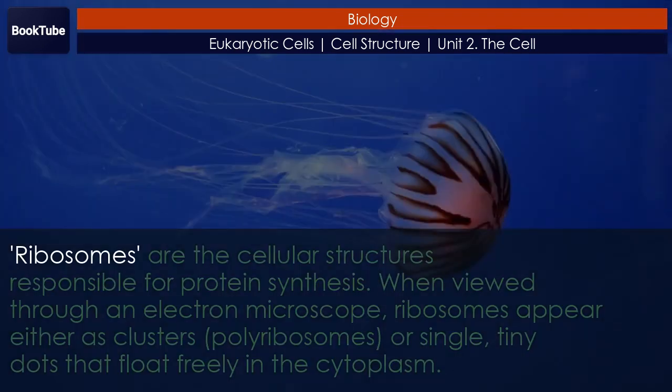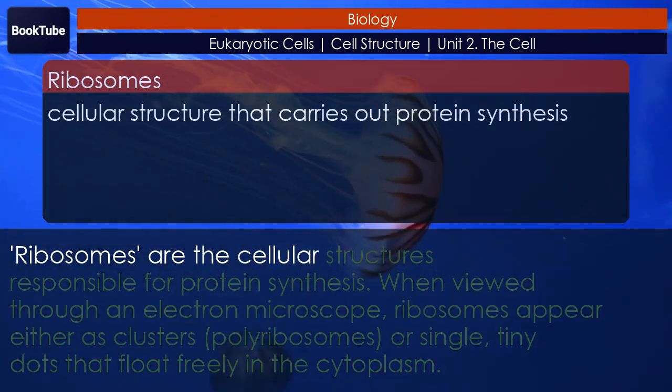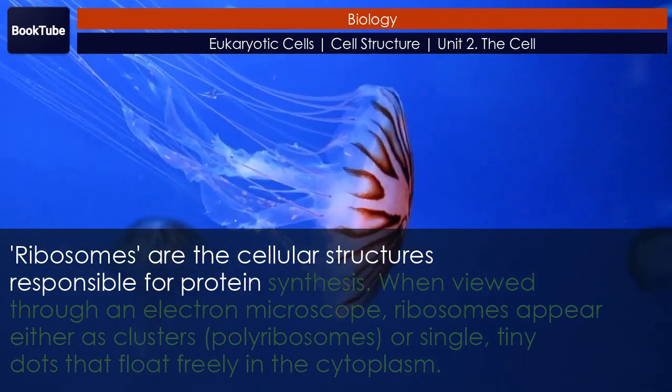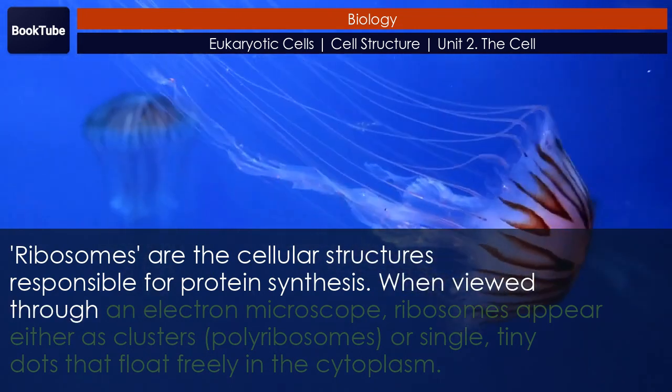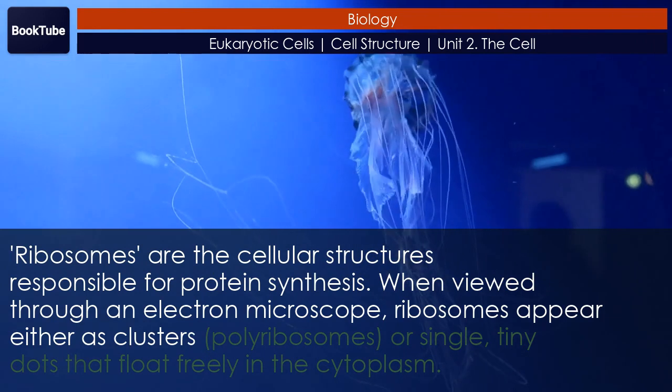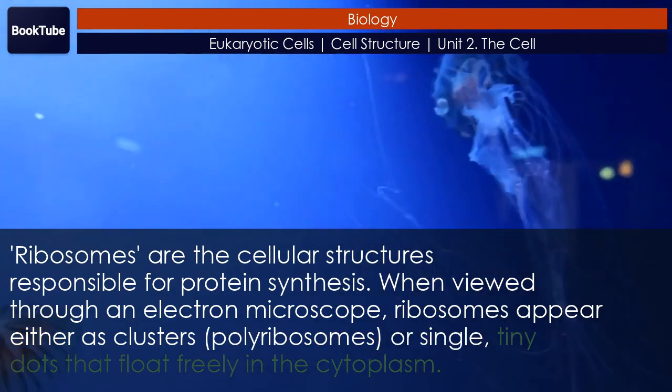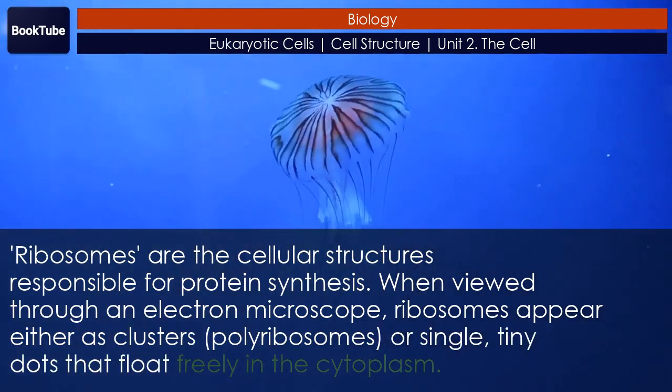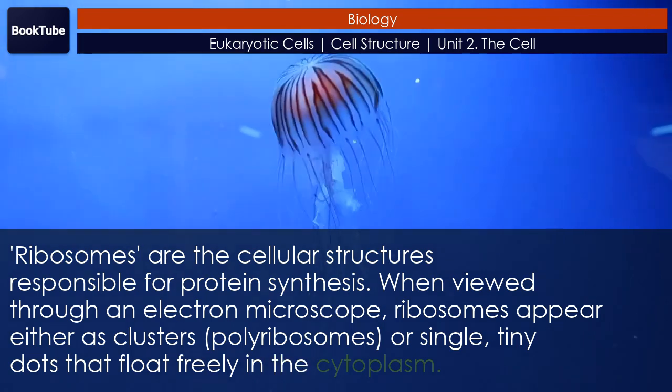Ribosomes. Ribosomes are the cellular structures responsible for protein synthesis. When viewed through an electron microscope, ribosomes appear either as clusters, polyribosomes, or single, tiny dots that float freely in the cytoplasm.